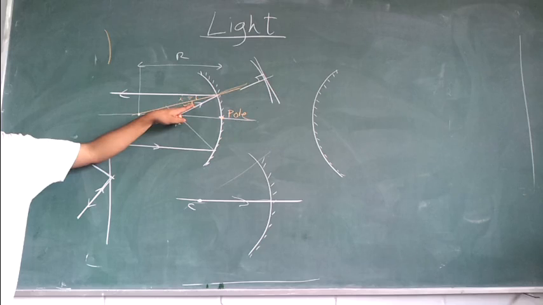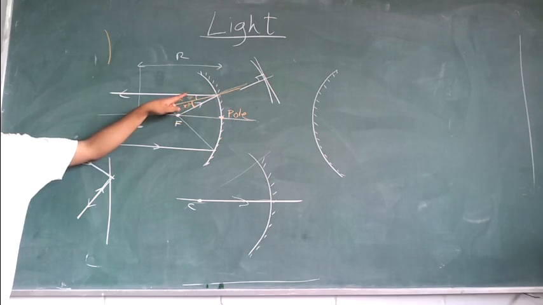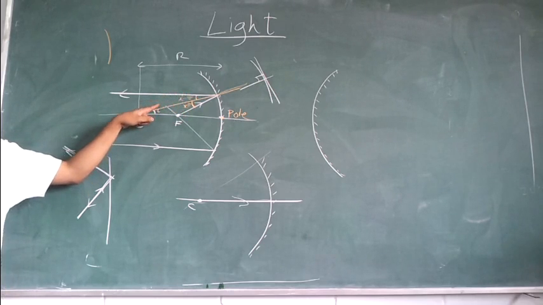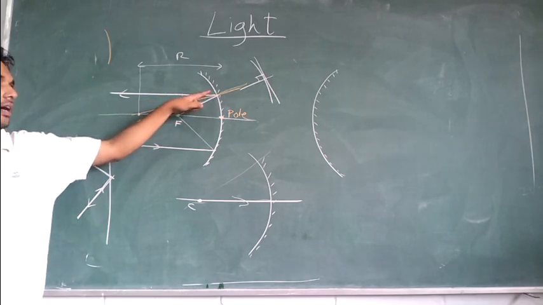This is from the fact that the angle of incidence is equal to the angle of reflection, and this is from the fact that they are alternate angles. Hence, this triangle is an isosceles triangle.